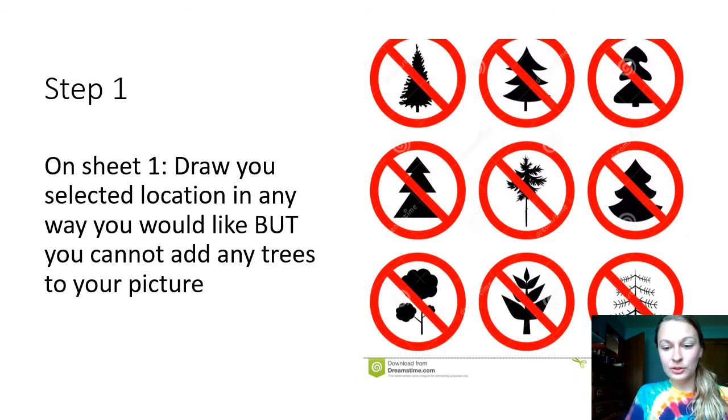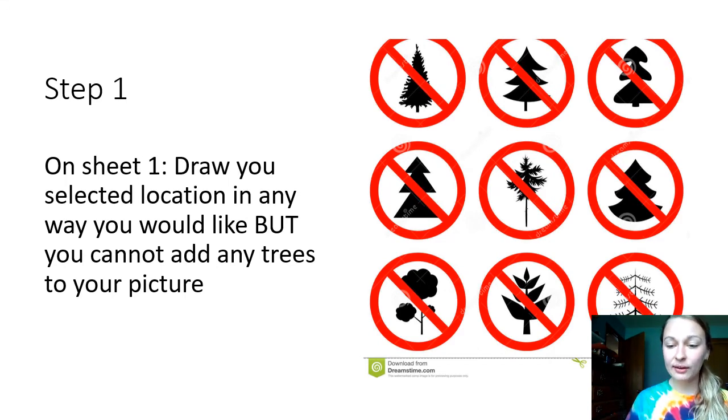Then we would go into the activity. So I would show them this slide and say the first step is to remember what place you picked in that first slide, and then you're supposed to draw that. So you have to draw that location any way you want. It can look like anything, but you cannot put any trees in that location at all. So I'd give them a couple minutes, probably 3, 4, 5 minutes to draw that.